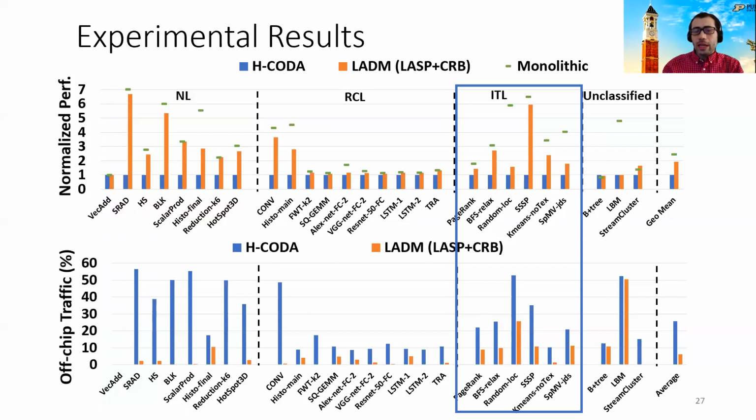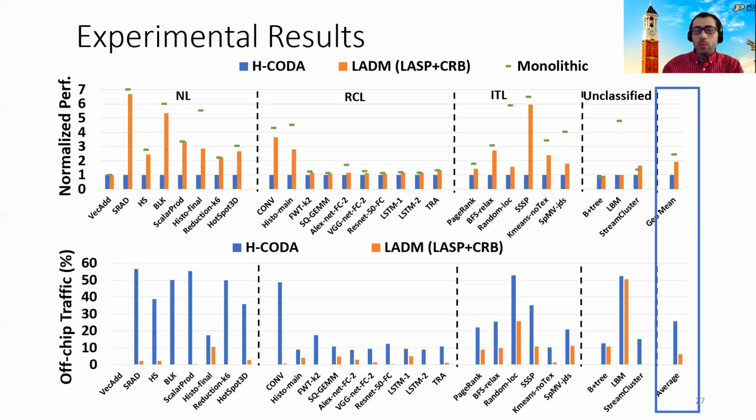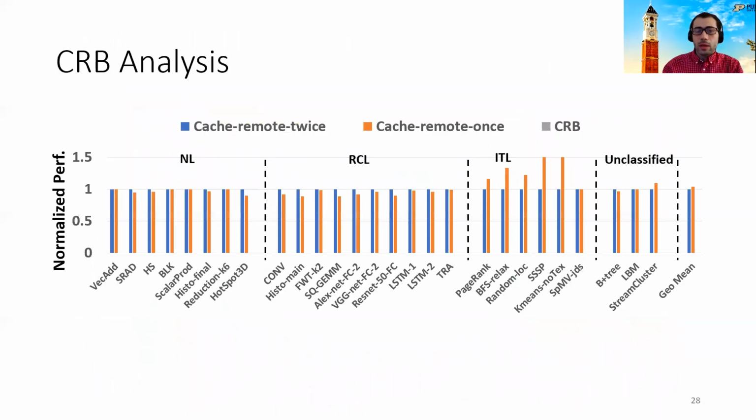In intra-thread locality, LADM's coarse-grain partitioning to preserve CSR graph locality along with cache remote once improves the performance by 2x. Finally, in unclassified locality, LADM's kernel-wide partitioning placement still improves the performance for some workloads. Overall, LADM outperforms CODA by 1.8x on average, capturing 82% of monolithic chip performance. The reason behind the remaining gap between LADM and a monolithic chip is complex indices that LADM fails to analyze and irregular data-dependent accesses.